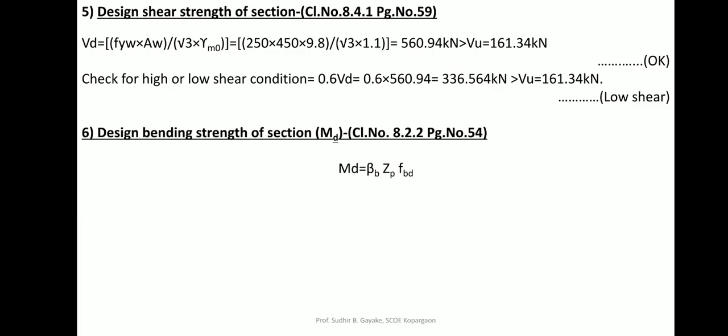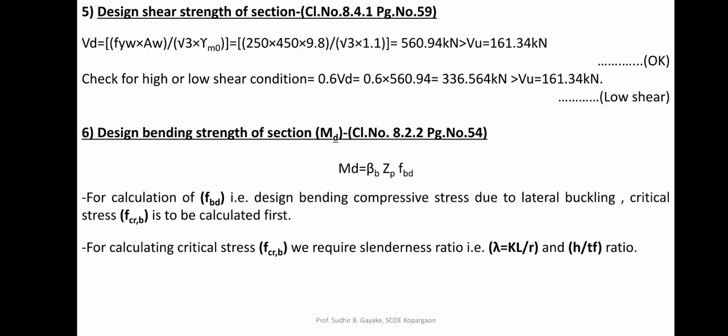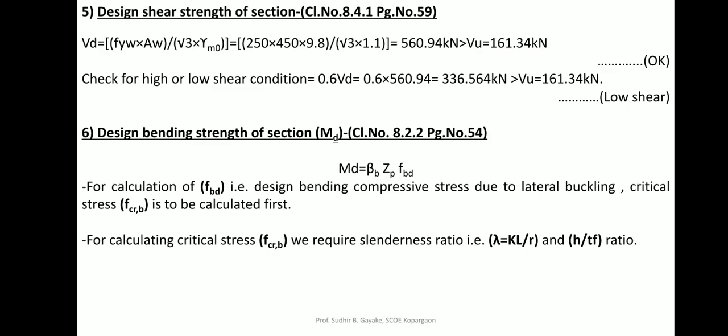Now design bending strength for low shear condition in case of laterally unsupported type of beams, that is beta B into ZP into FBD. Already in the previous introductory lecture we have seen how to calculate your FBD. FBD depends upon table number 14, and initially you need to calculate your maximum slenderness ratio KL by R and H by TF ratio. For calculation of FBD, that is design bending compressive stress due to torsional buckling, critical stress FCRB is to be calculated first. For calculating FCRB, we require slenderness ratio KL by R and H by TF ratio.